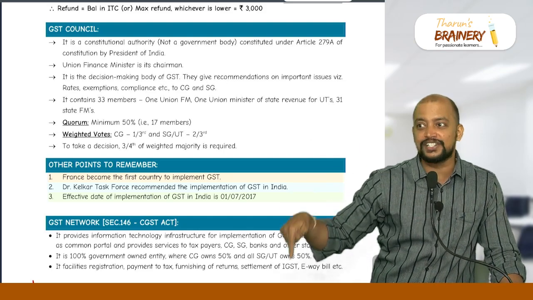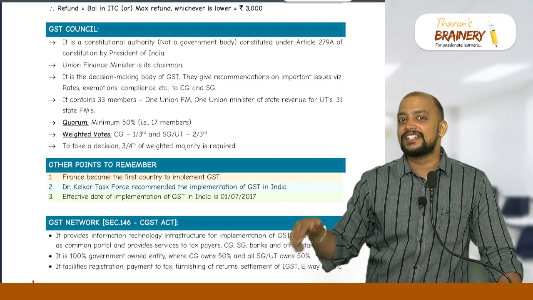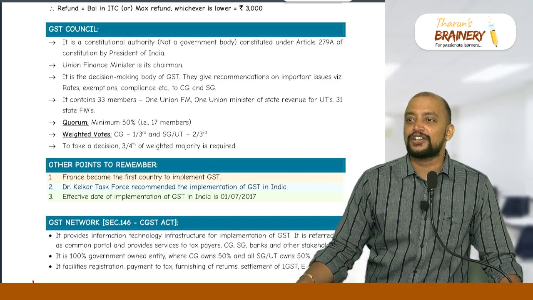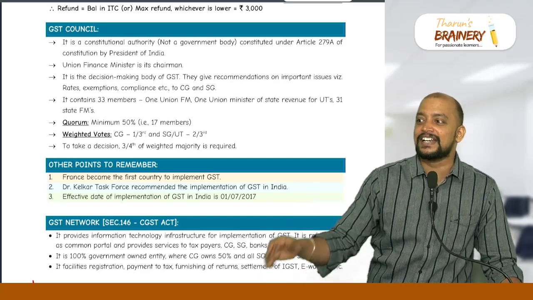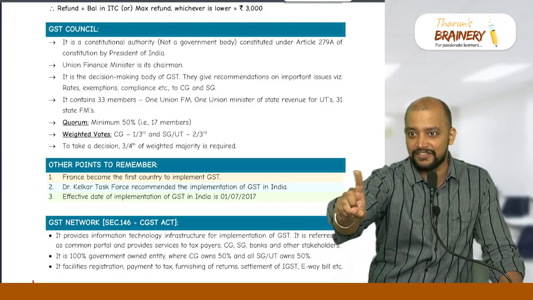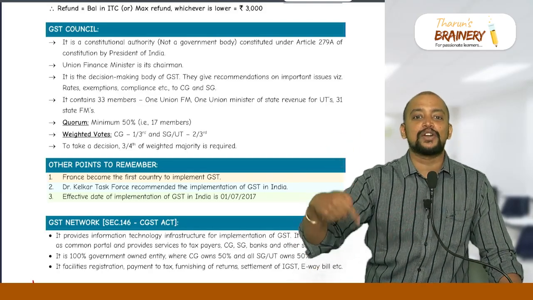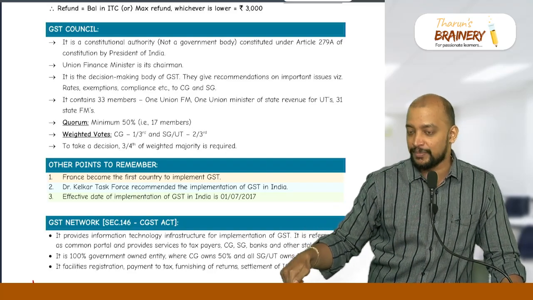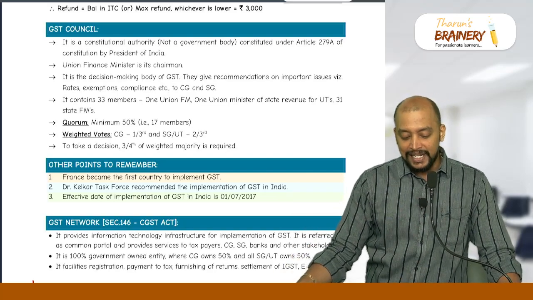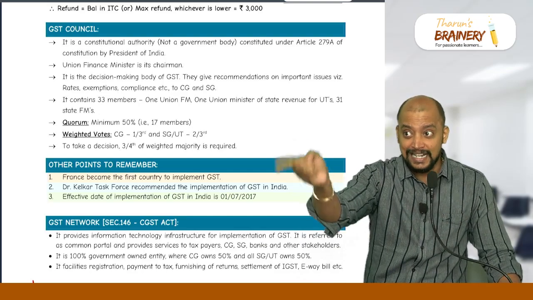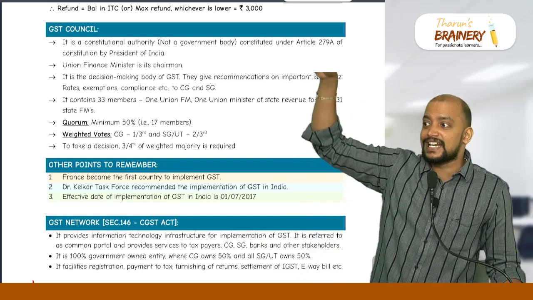2/3 weight is given to state finance ministers. These people will simply say, we don't know anything, we went to the GST council meeting, we said but they did not listen. No, nothing of that sort will happen. If they say they will listen, the reason is these state governments have the highest voting right. Then to take any decision, that too, it is not a simple majority, see, they are telling a 3/4 weighted majority.